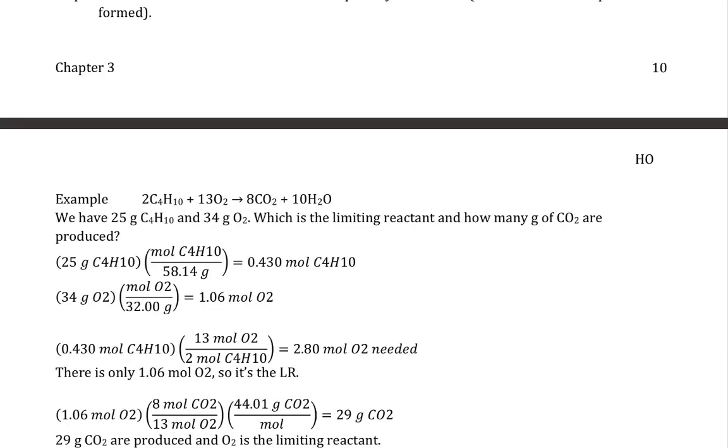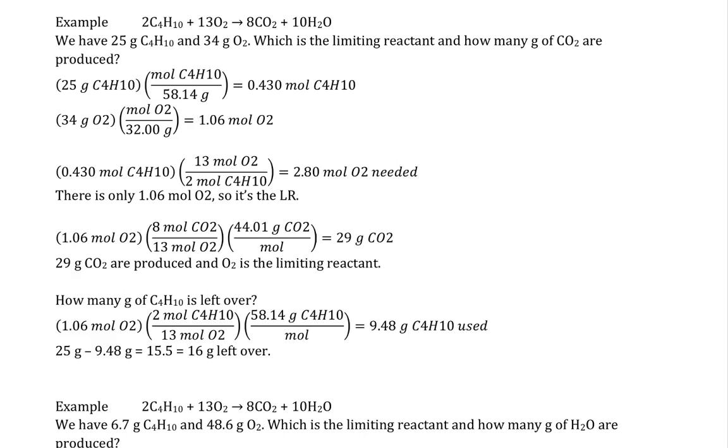Okay, so here's an example. Same reaction. Now we have 25 grams of C4H10 and 34 grams of O2. Which is the limiting reactant and how many grams of CO2 are produced? So walking through the steps, and definitely come back and look slowly and carefully at this problem, what we have to do is figure out how many moles of C4H10 we have and how many moles of O2 we have.